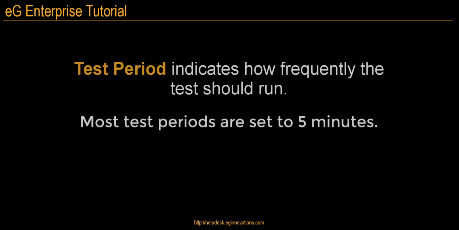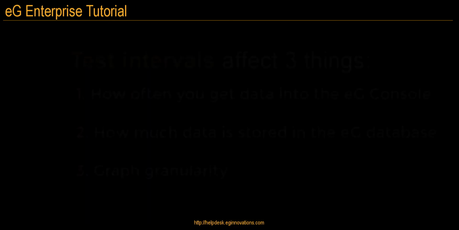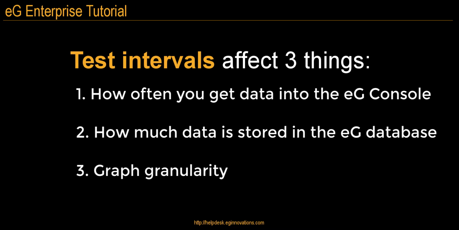The test period indicates how frequently the test should run. Most test periods in the EG are set to 5 minutes, and this is based on best practices. A test interval affects 3 things. First, it affects how often you get data coming into the EG console. It affects how much data is stored in the database. For example, the more frequent the period, the more data will be in the database. And it also affects how the graphs show up when you start looking at measurements over time.